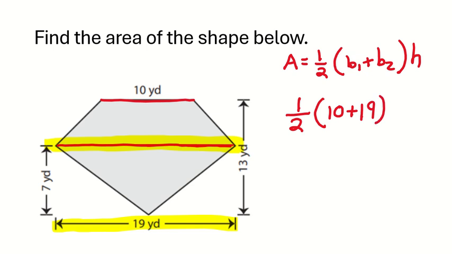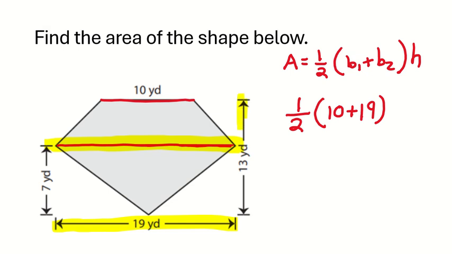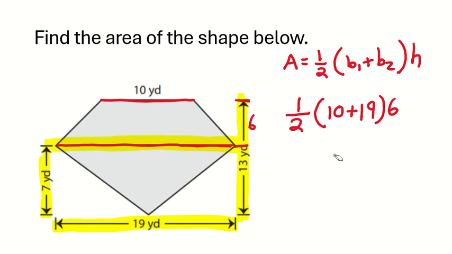And then we just need to determine the height. Now, we have to do a little bit of detective work because it doesn't tell us outright, so we just have to look right here. It says this is 13 yards from here to here, and this is 7 yards from here to here, which means that if I take 13, which is the total length, and subtract 7, then I'll know what the height is. And 13 subtract 7 is going to be 6. So I have a height of 6, meaning the distance from here to here is going to be 6 yards.